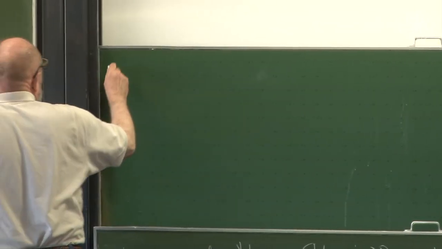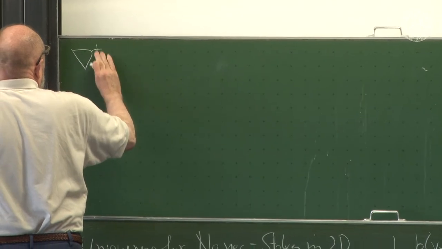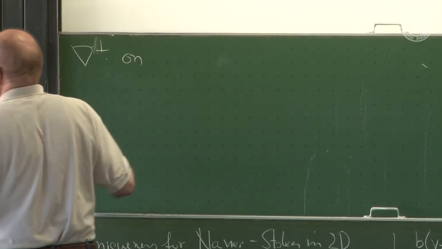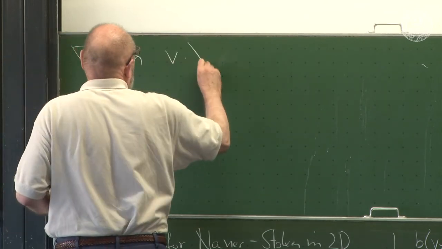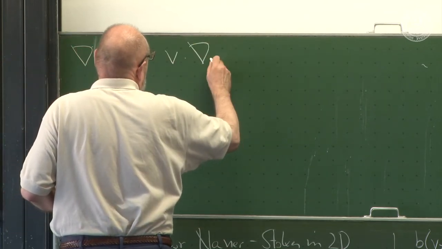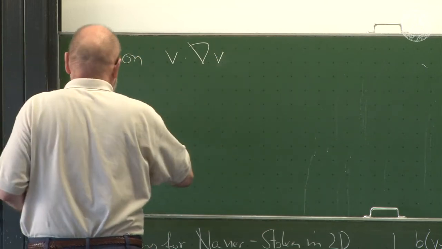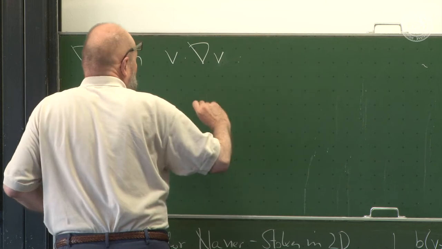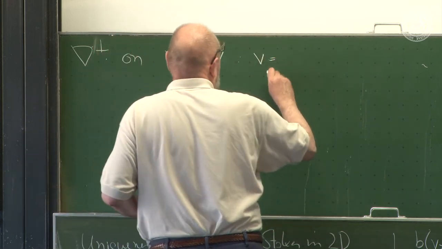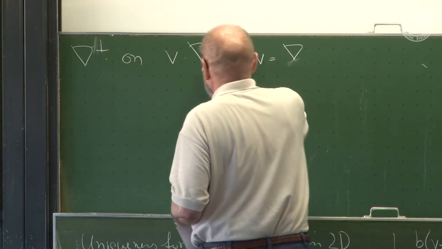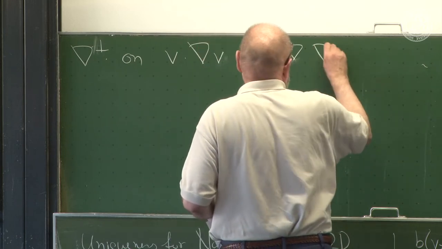Let me first write it down. What are we doing? So we put this operation on the gradient of V. So what is this? This is then V grad. So we put it on this term here.